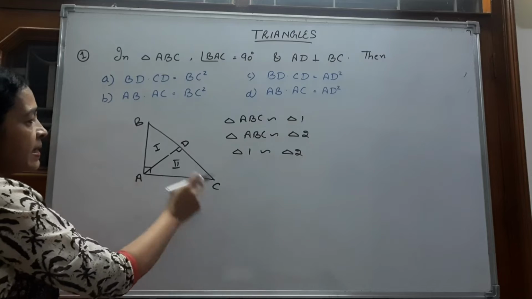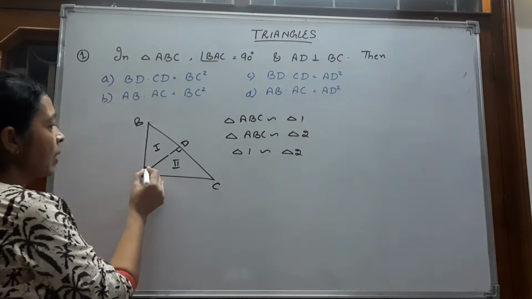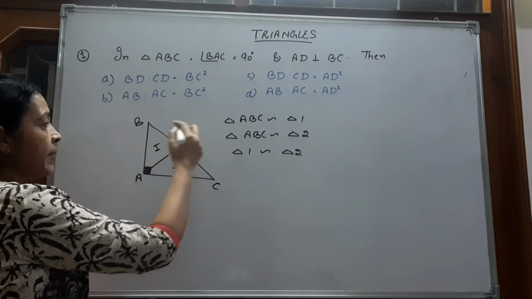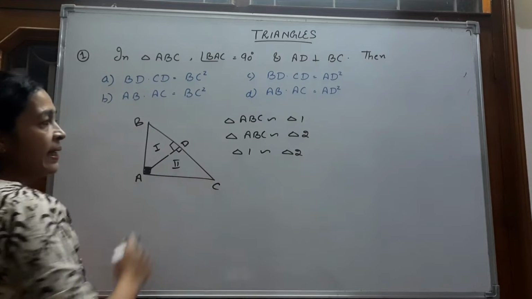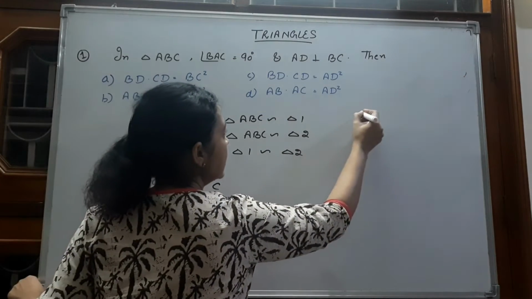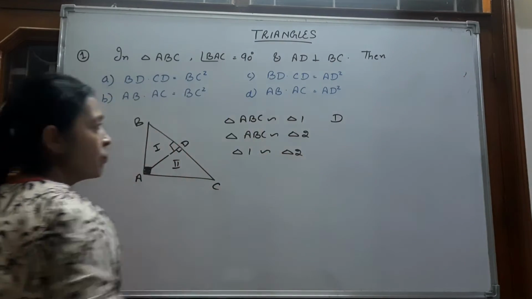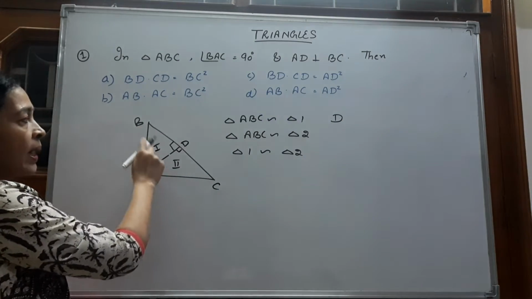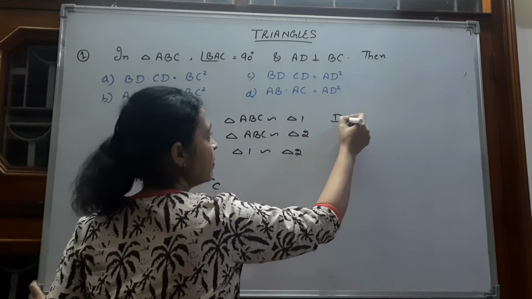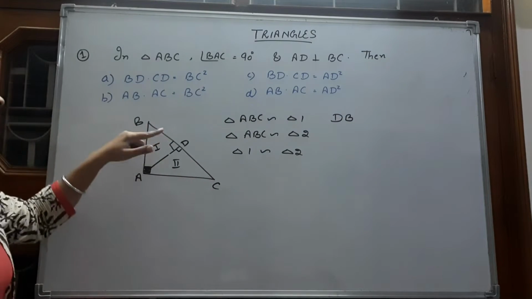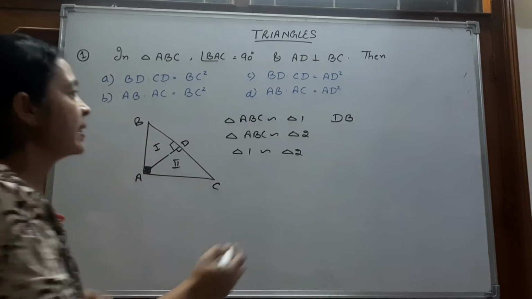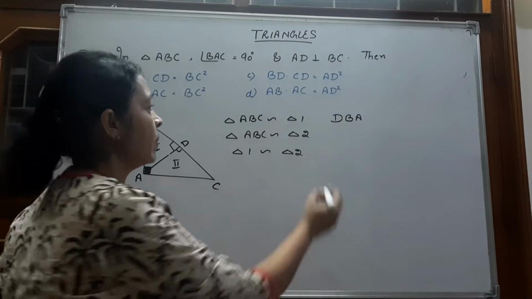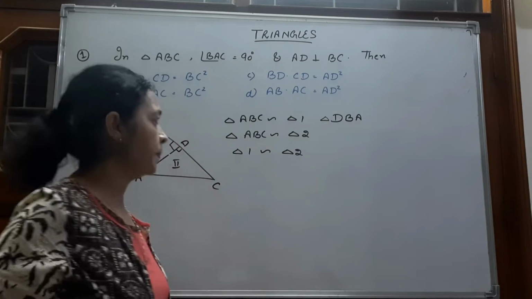Triangle ABC is similar to triangle 1. In ABC, angle A is 90. In triangle 1, which angle is 90? D. So we write D in place of A. Angle B is common in both triangles, triangle 1 and ABC, so in place of B we write B. B is done, the third vertex is A. We have got the name of triangle 1, which is triangle DBA.